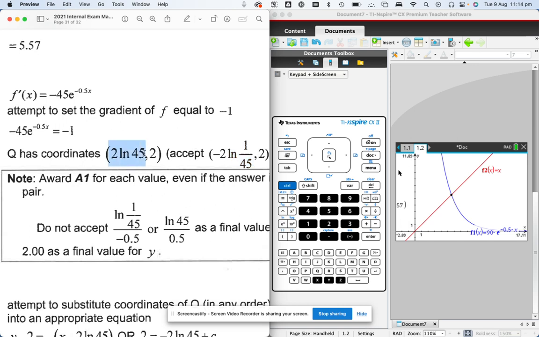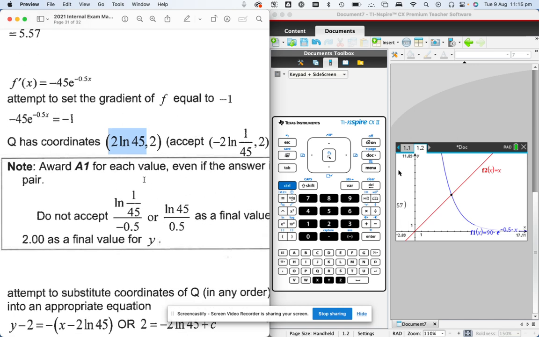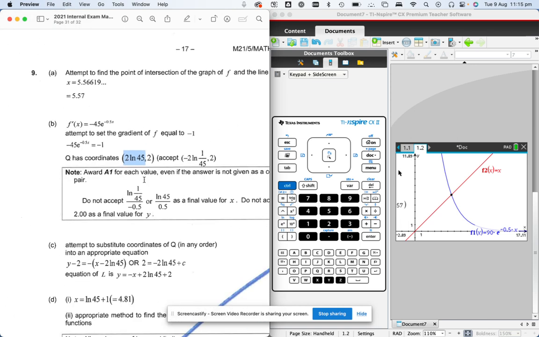Why does this one work? Well, because 1 on 45 is 45 to the -1, and then there's that log rule which says powers can go in front. So the -1 goes in front, and -1 times -2 is 2. So you end up with 2 ln 45 as probably the simplest possible value, like so.